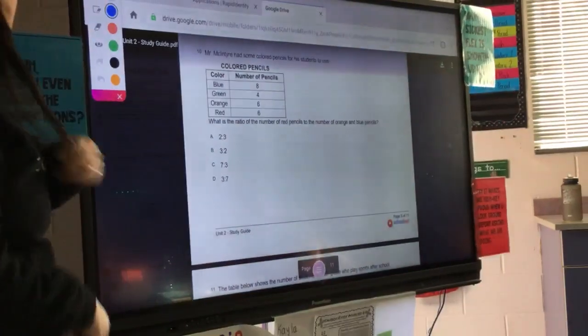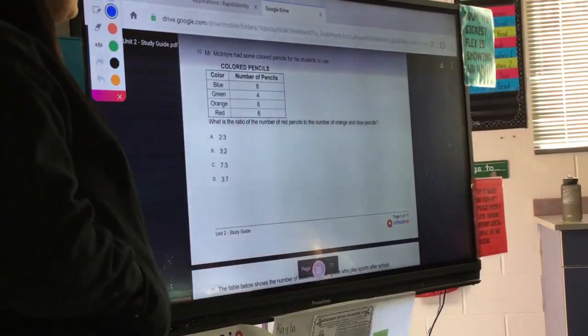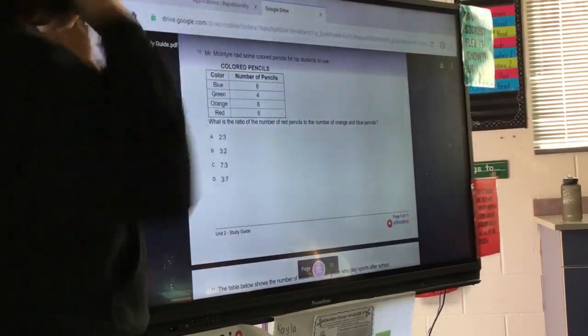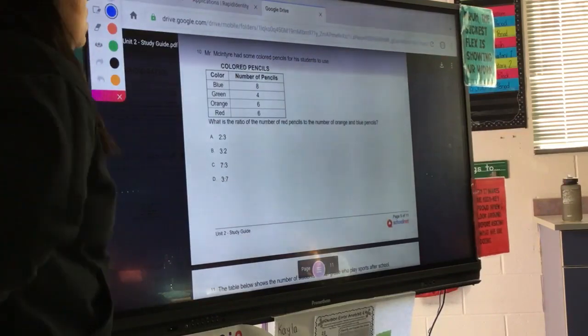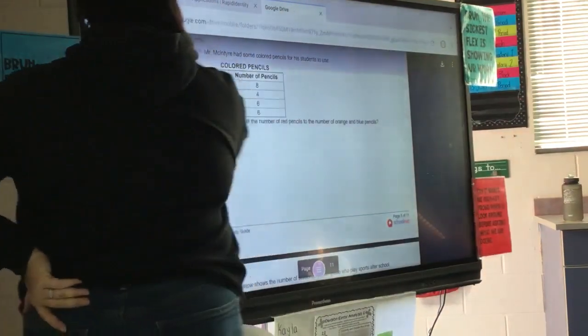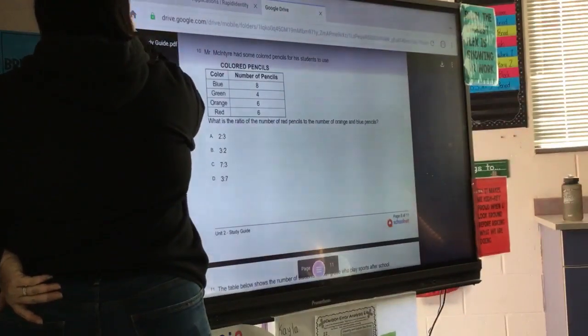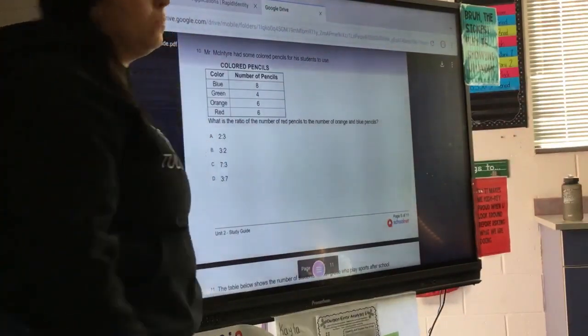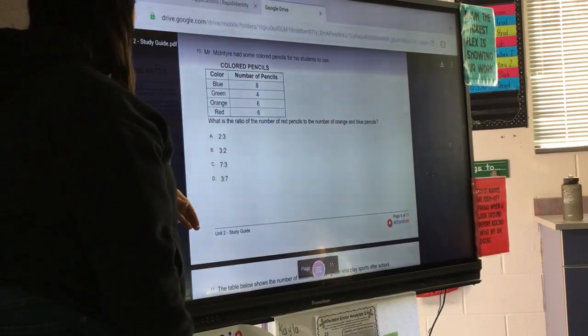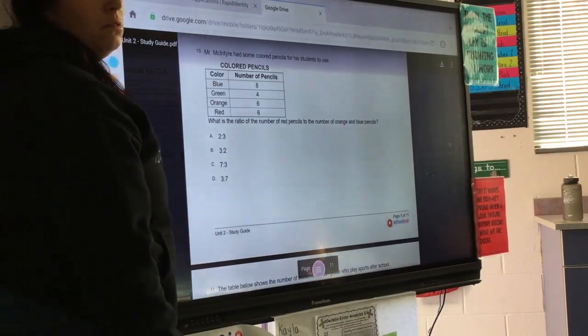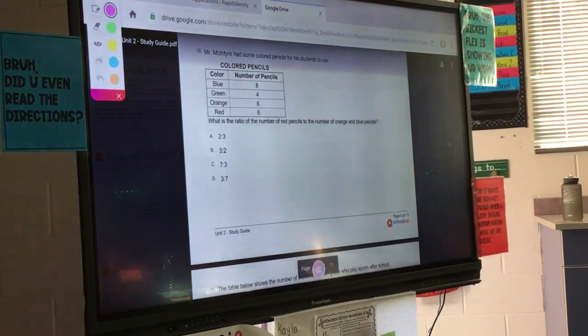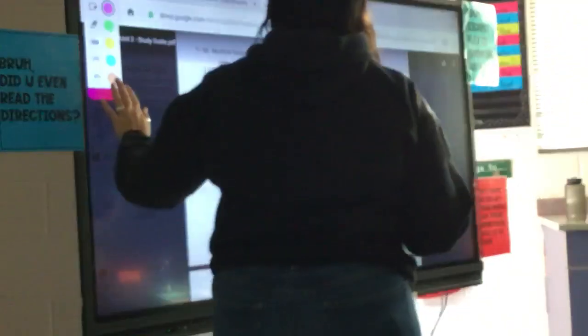Alright, so it says Mr. McIntyre had some colored pencils for his students to use. What is the ratio of the number of red pencils to the number of orange and blue pencils? So we're going to annotate first. That's not 10. Ours is the roses one. No, that's number 1. No, 10 is the... Okay. Alright. I apologize. I didn't get 10. I'm on the wrong study guide. Take a deep breath.